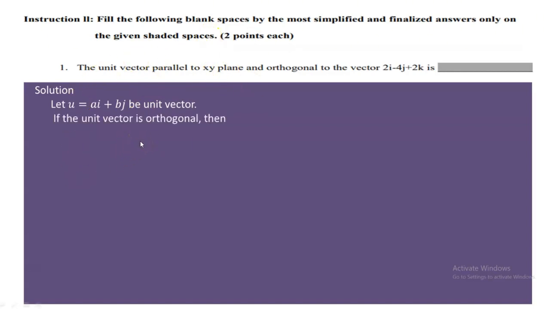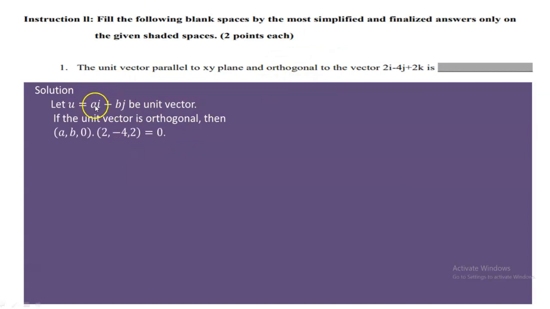So from this, if the unit vector is orthogonal, then the dot product between this vector u and the given vector must make 0. This is a given vector. So you have been told that this vector is a unit vector, it has to also be orthogonal. So the dot product necessarily must make 0.